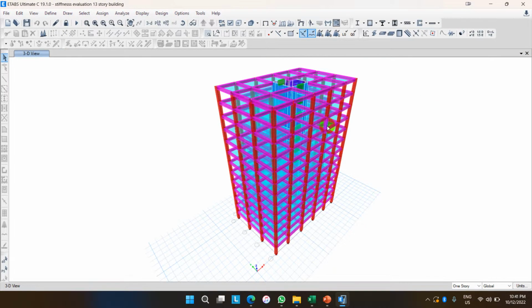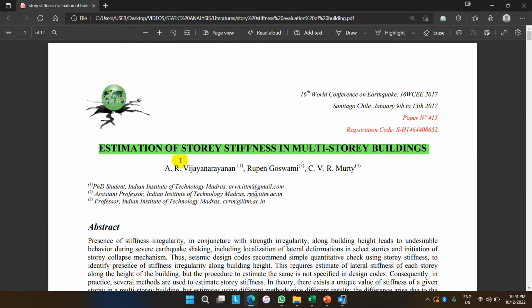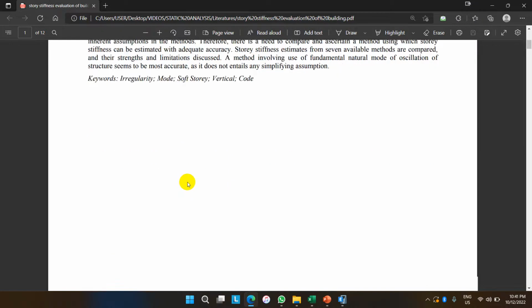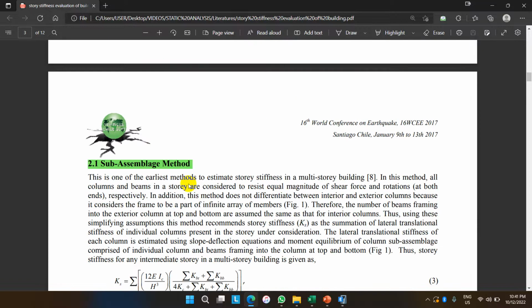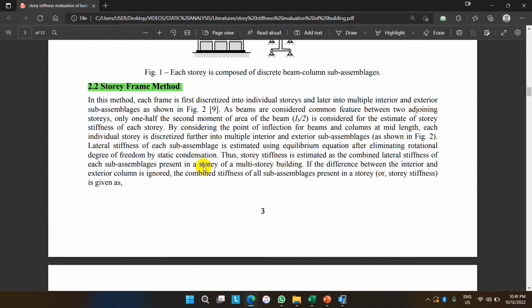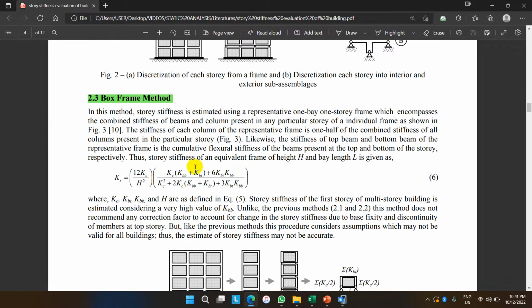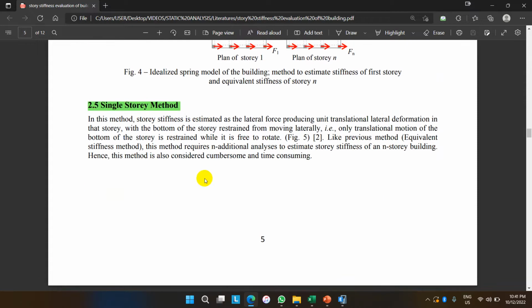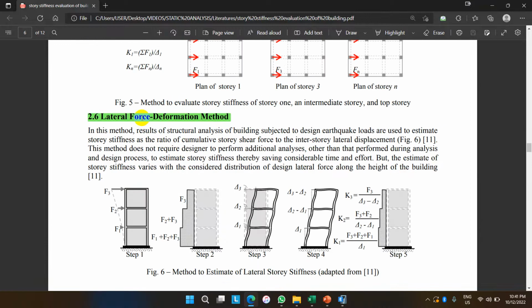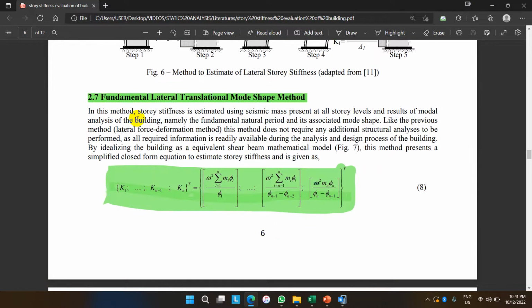So let me turn to the reference paper now. Here in this paper, 7 methods are presented to evaluate the story stiffness of the building. Among the 7 methods, the first one is the sub-assemblies method. Second one is the story frame method. Third one is the box frame method, then the equivalent stiffness method, and the single story method. The sixth one is the lateral force deformation method, and finally the seventh one is the lateral translational mode shape method.